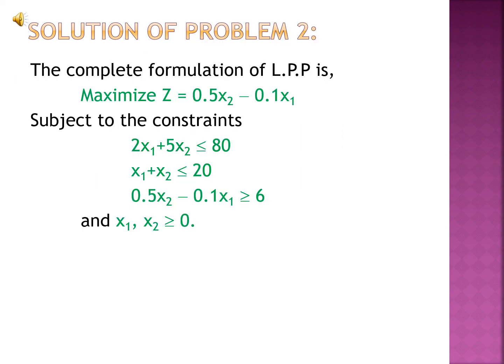The complete solution of the above problem is: the objective function is maximize z equal to 0.5 x2 minus 0.1 x1, subject to the constraints 2x1 plus 5x2 less than or equal to 80, x1 plus x2 less than or equal to 20, 0.5 x2 minus 0.1 x1 greater than or equal to 6, and then the non-negativity constraints x1, x2 greater than or equal to 0.